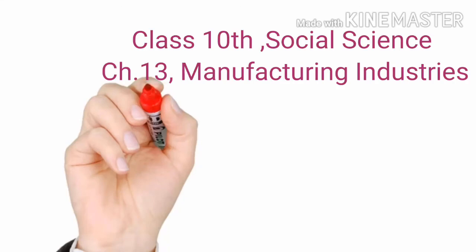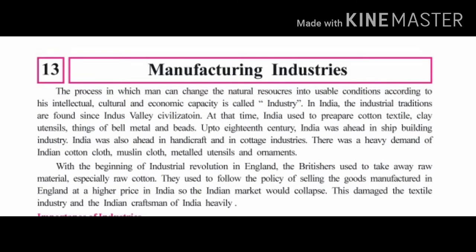Let us start with chapter 13, Manufacturing Industries. The process in which man can change the form of natural resources into usable ones through his intellectual, cultural and economic capacity is called industry.